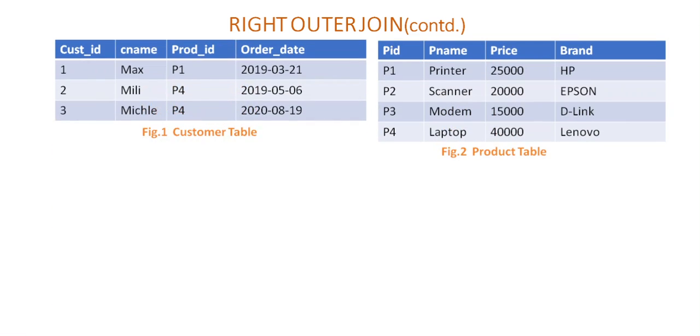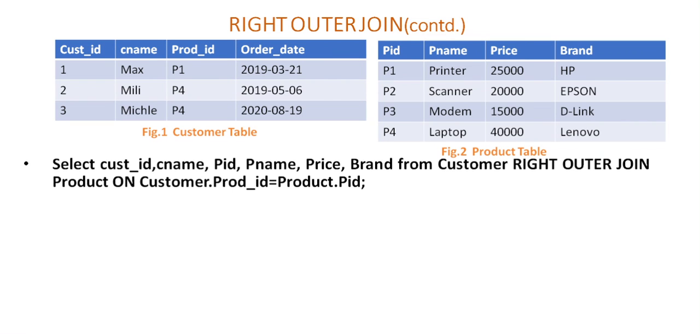Okay, so let's take an example for this. We have a customer table and a product table. The customer table consists of customer ID, name, product ID and order date, meaning the customer has ordered some product and the information of the product is given in the product table. It consists of product ID, product name, price and brand of that product. Here I have written a query to select customer ID and customer name. I want to display customer ID, customer name, product ID, that is PID. See, in both tables product ID is the common attribute, but in the customer table the name of that attribute is prod ID, and in the product table the name of the attribute is PID.